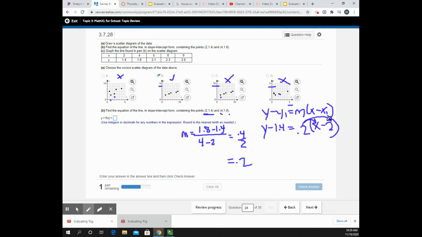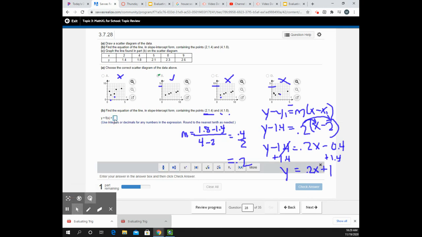So I need to distribute the slope. 0.2 times 2 is 0.4, so it's a minus 0.4. Bring down the y minus 1.4. We have to get the y by itself, so I'm going to add 1.4. And I end up with y equals 0.2x, and this right here is just going to be plus 1. And we don't have to put the y because it's already there.